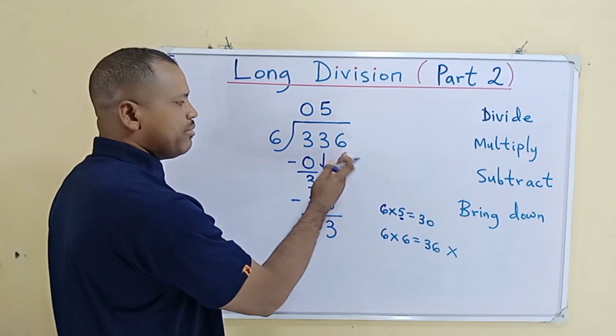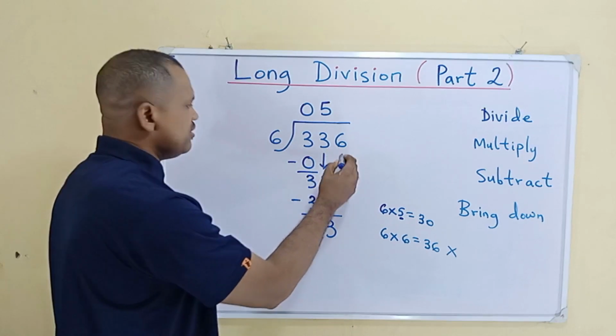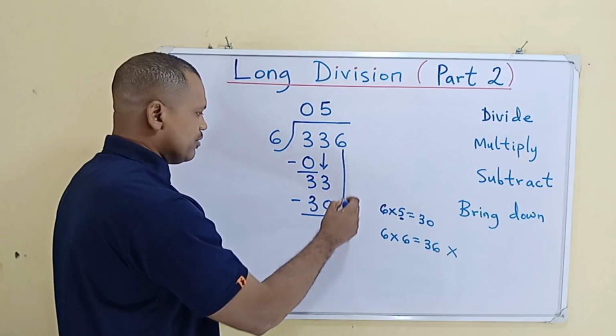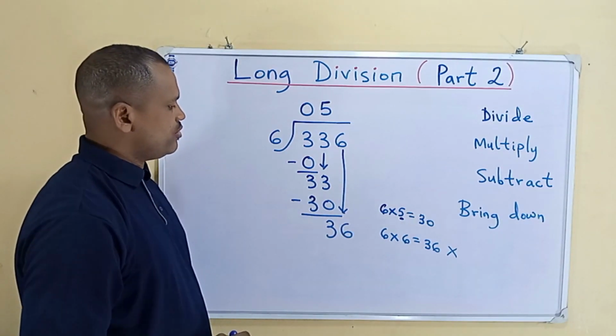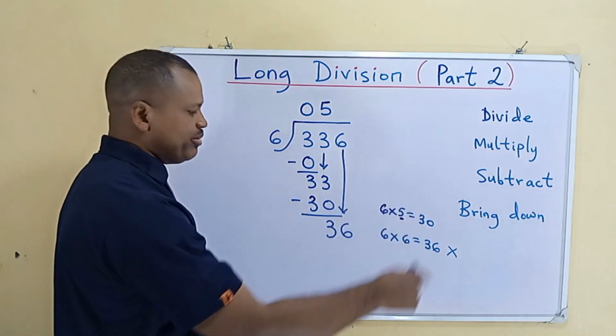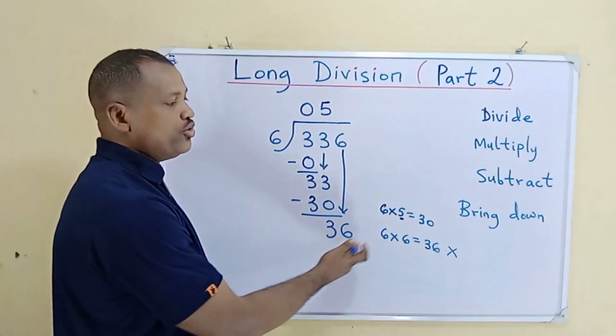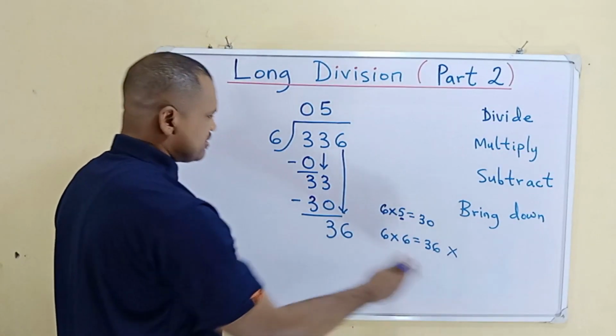Bring down the next number or digit. Bring it down here. Good. So you repeat because we are not through yet. So you repeat this process.